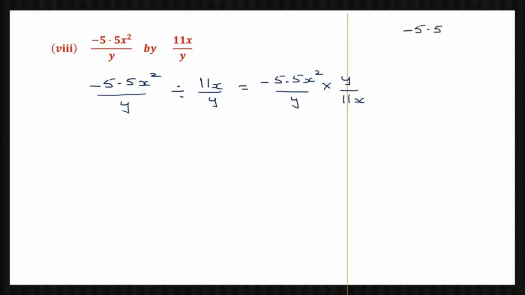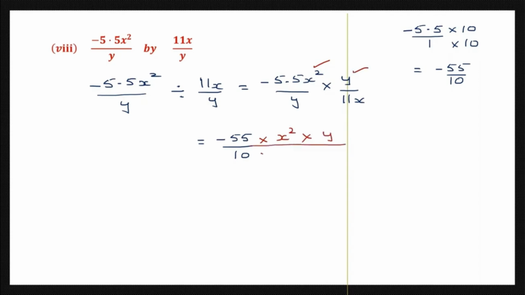Now here we have minus 5.5, which we will make a whole number by multiplying it by 10. That means the denominator also I need to multiply by 10. So I need to give it a denominator 1. So this becomes minus 55 by 10. 1 tens are 10. So minus 55 by 10. So let's write that. Okay, so I'm going to take it slowly one by one into x squared into y, and in the denominator I have y into 11x. So this is what I have.